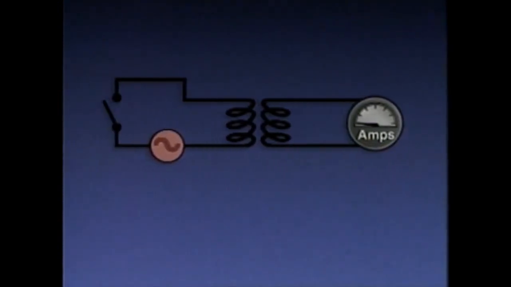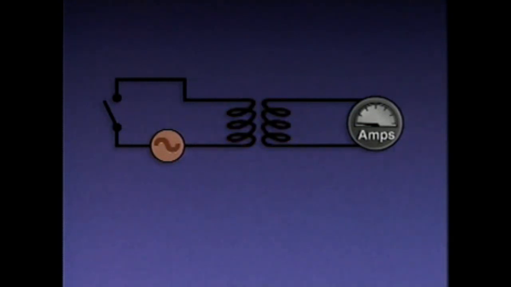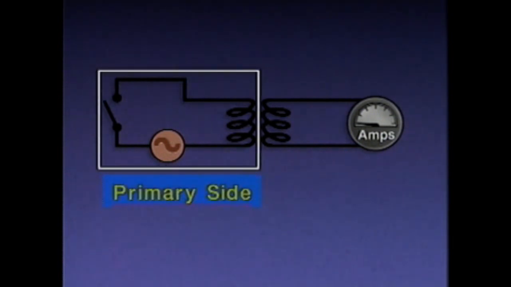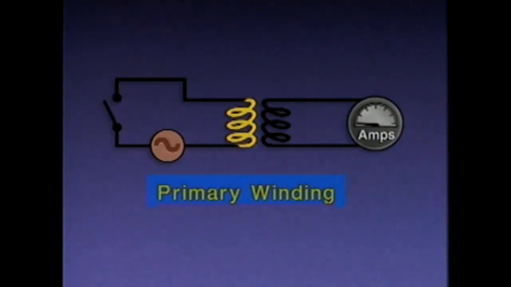To see how this happens, we'll use this illustration of an AC circuit that contains a transformer. The transformer is represented by these two coils of wire called windings. The circuit can be divided into two halves or sides. This side is the primary side. It consists of components that handle power coming into the transformer. In this circuit, the primary side includes an AC power supply, which is represented by this symbol, a switch, and one of the transformer coils called the primary winding.